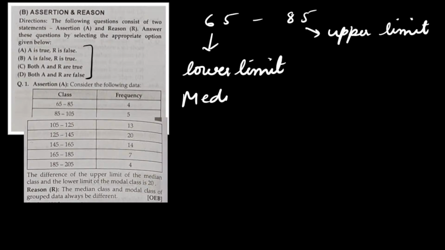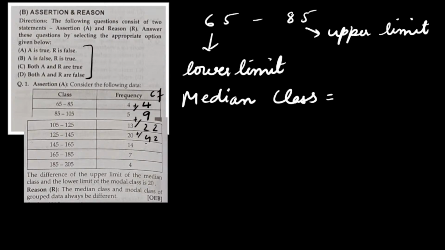So let's find the median class first of all. I hope you remember how to find the median class. We have to find the cumulative frequency. Here itself I'll make a column. Whenever we have to find the median class, we have to find the cumulative frequency. First one is the same, 4. Then slanting way we add this one plus the next frequency. 4 plus 5 is 9. Now these two we have to add, 9 plus 13 is 22. Now 22 plus 20.